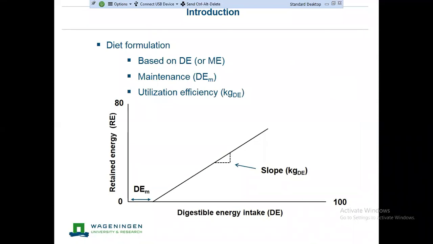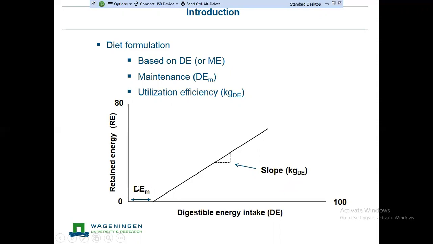At this moment in fish feed, when we formulate the diet for fish, we base it on the DE, the digestible energy or the metabolizable energy. To determine the requirement of the fish, we normally use the factorial approach, in which we relate the retained energy to the digestible energy intake. The slope of this relation line is considered the energy utilization efficiency.